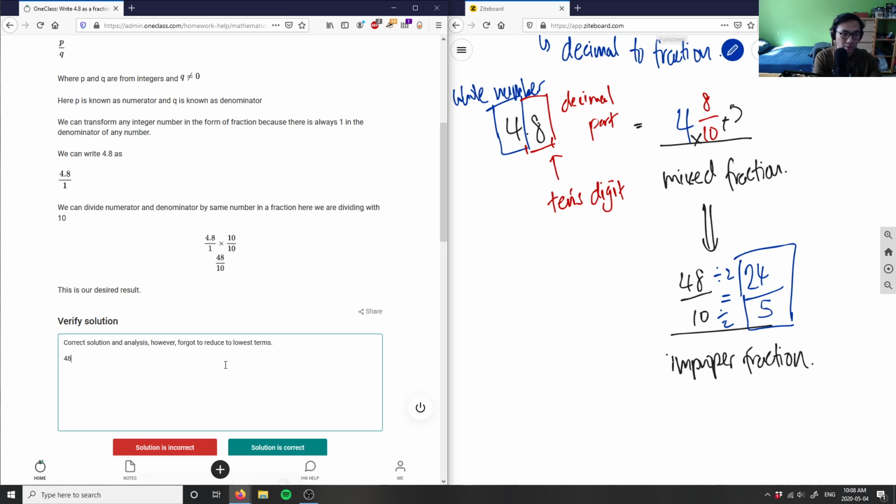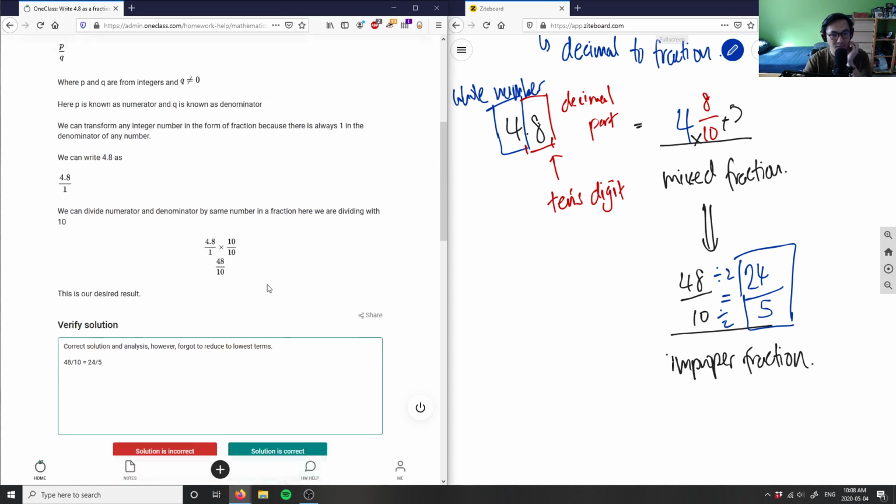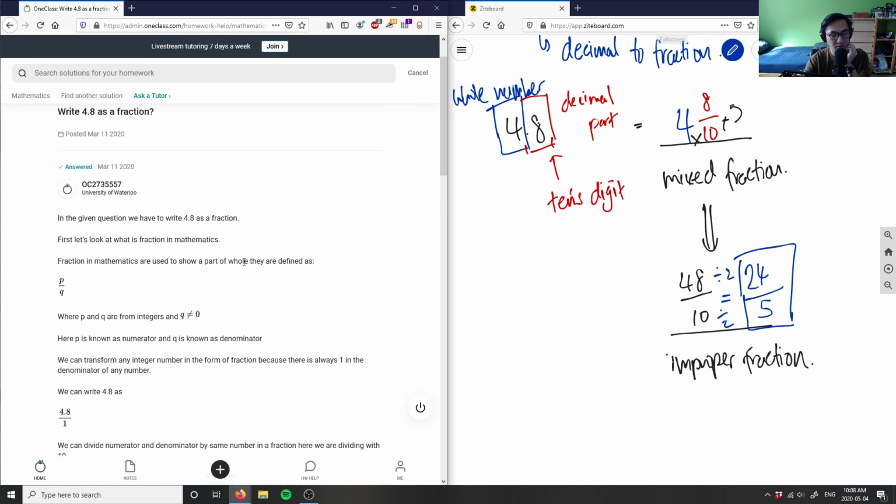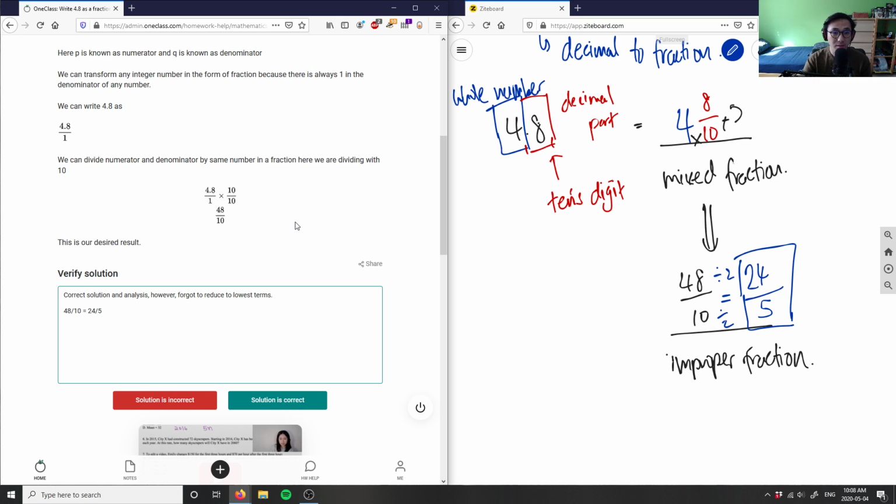I'm going to say here 48 over 10 equals 24 over 5. So the solution here is correct. It's not fully correct because they didn't reduce it to lowest terms, but I think for the purposes of this question, it was okay. So the solution here is correct.